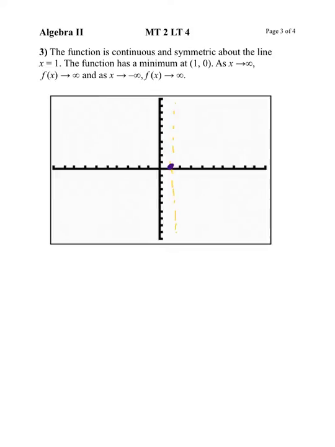0). And I'm told as x approaches positive infinity, f of x approaches positive infinity, so I know it's growing as I go to the right. And as x approaches negative infinity, f of x approaches positive infinity. So in other words, I know it's growing in both directions. Kind of seems like it might be a parabola, huh? So that's what I'm going to draw.